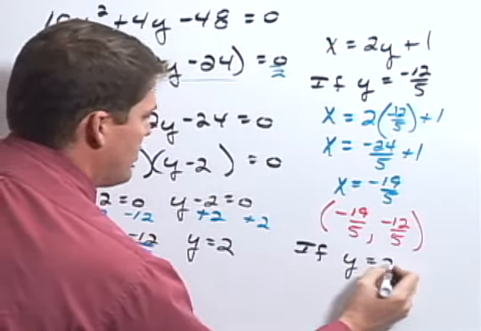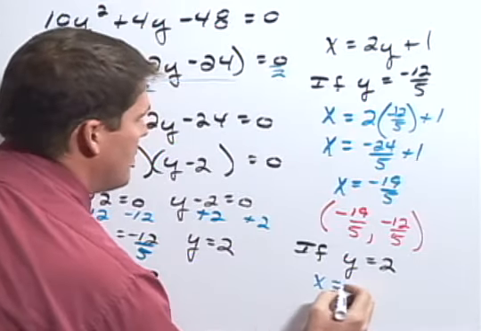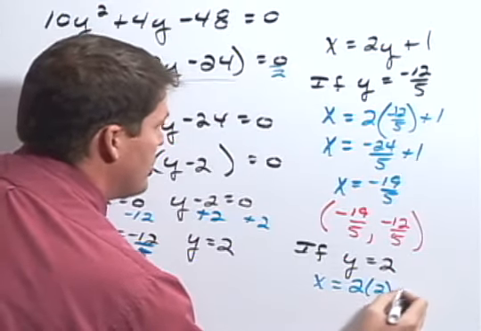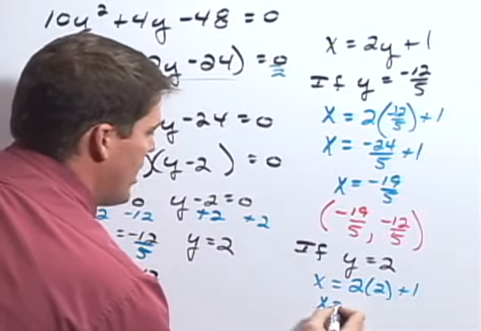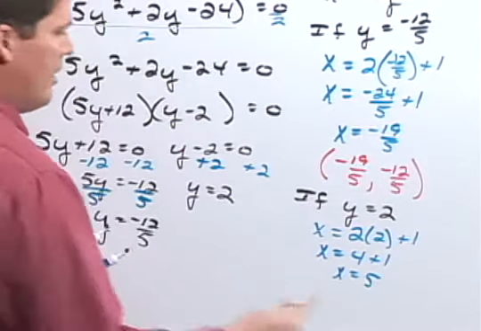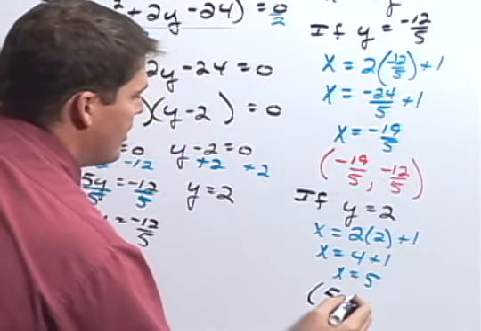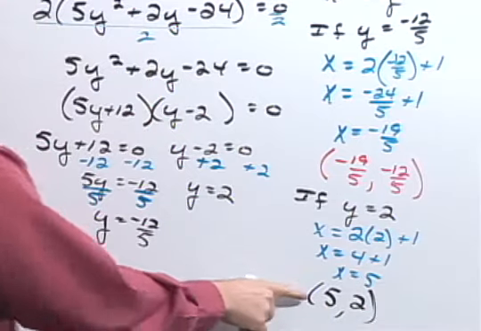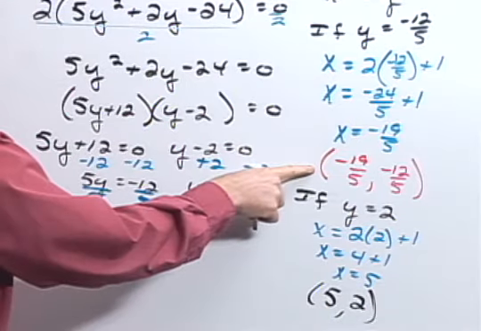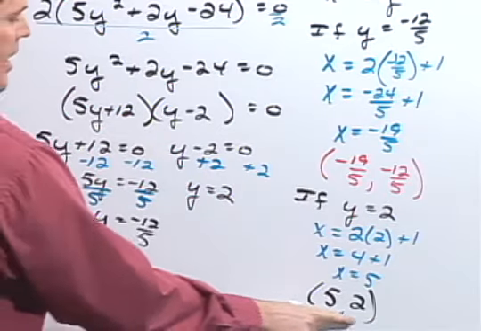If y equals 2, then x will equal 2 times 2 plus 1, or x would equal 4 plus 1, or x would equal 5. So I'd have the solution 5, 2. So my solutions are negative 19/5, negative 12/5, and 5, 2.